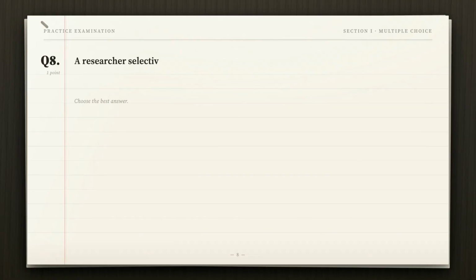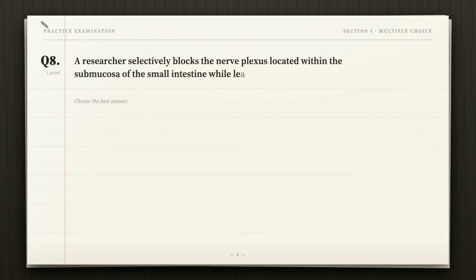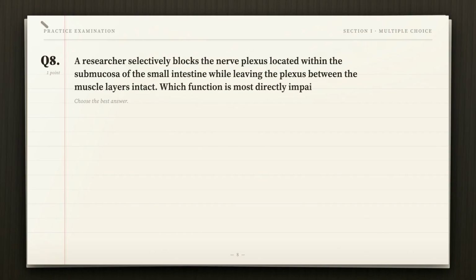Question 8. A researcher selectively blocks the nerve plexus located within the submucosa of the small intestine while leaving the plexus between the muscle layers intact. Which function is most directly impaired? Your options are A. The strength of peristaltic contractions.